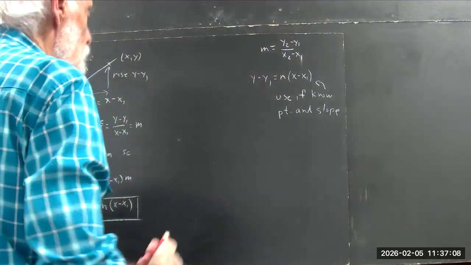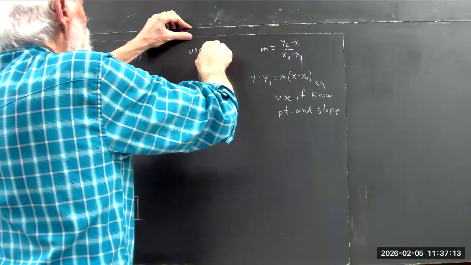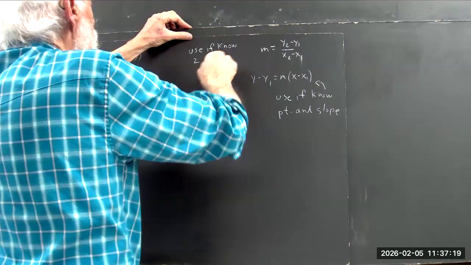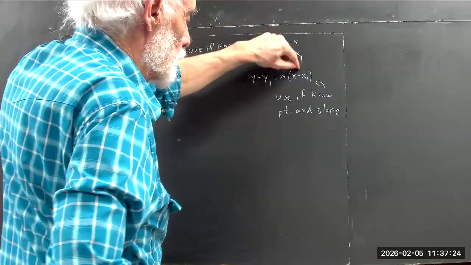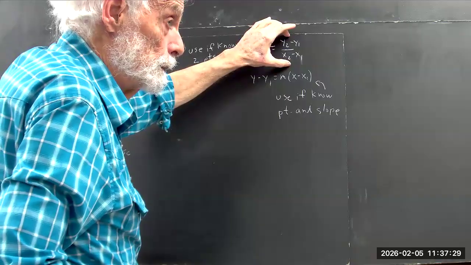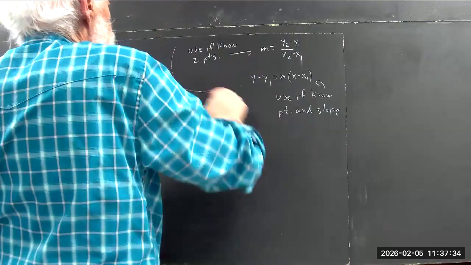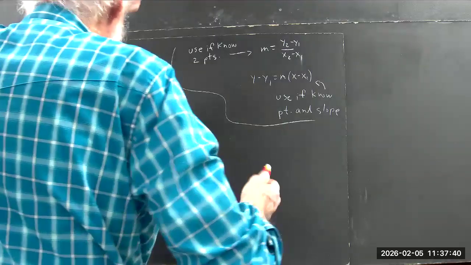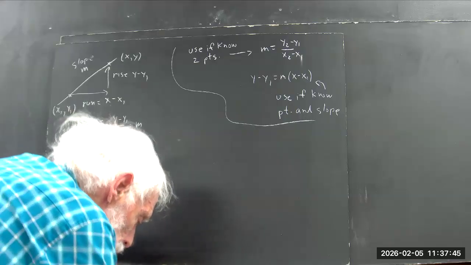However, if we have 2 points, writing use if you know 2 points with an arrow at m equals y2 minus y1 over x2 minus x1, you use this formula to find the slope, and then you can use this formula to find the equation of the line. Okay, well, that's a basic idea of the equation of a straight line.